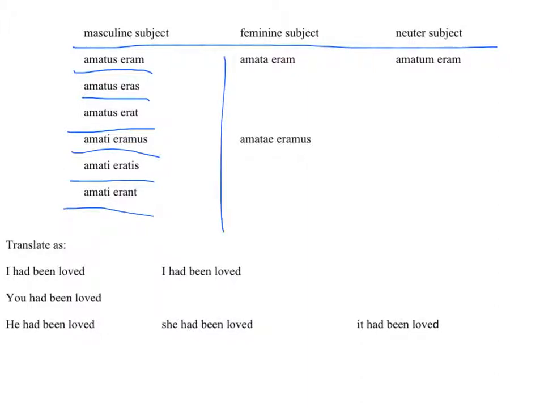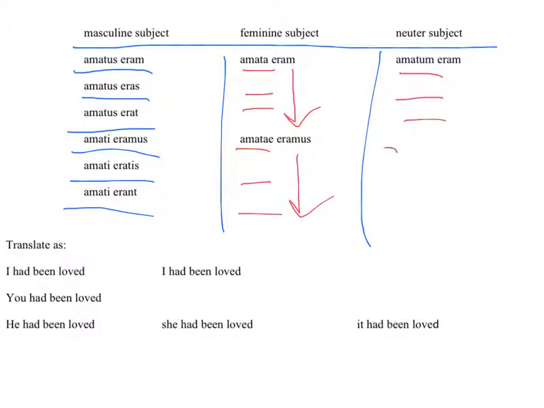Feminine, I didn't write it all out, I abbreviated it, but you get the point. Amata, amata, amata, amatae, amatae, amatae, eram, eras, erat, eramus, eratis, erant. Same thing, amatum, amatum, amatum, amata, amata, amata for the plural, and eram, eras, erat, eramus, eratis, erant.